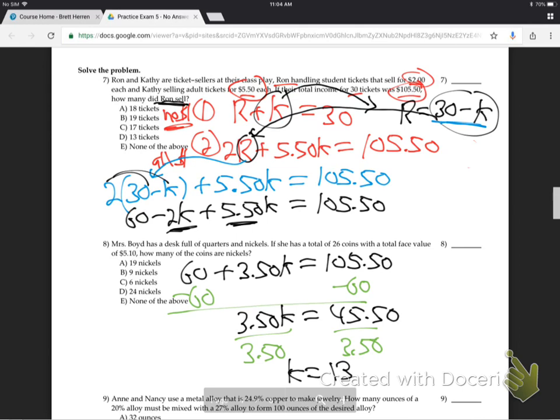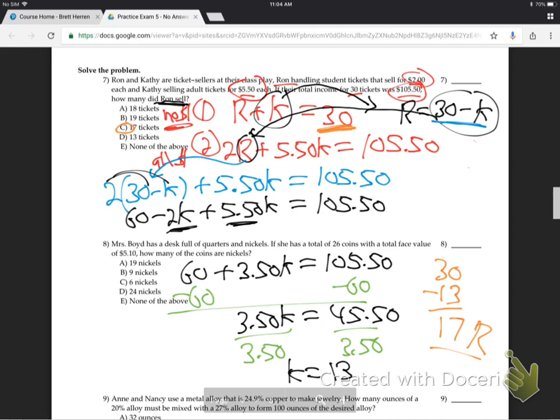Well, the real question is how many did Ron sell? So how do I find the Ron number? 30 total. You can always just subtract at the end. 30 total tickets, it says. So 30 minus 13, what's that? 17? 17 for Ron. So it is C. Ron sold 17. Does that make sense? At the end, you can just subtract because you know the total number of tickets was 30. So 13 for Kathy, subtract from 30, 17 for Ron. Questions on that one? Does that feel doable on today's exam? Money problem?